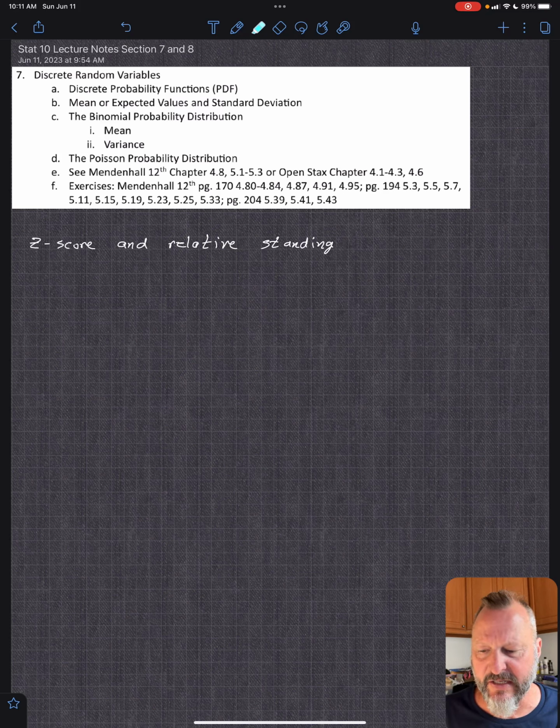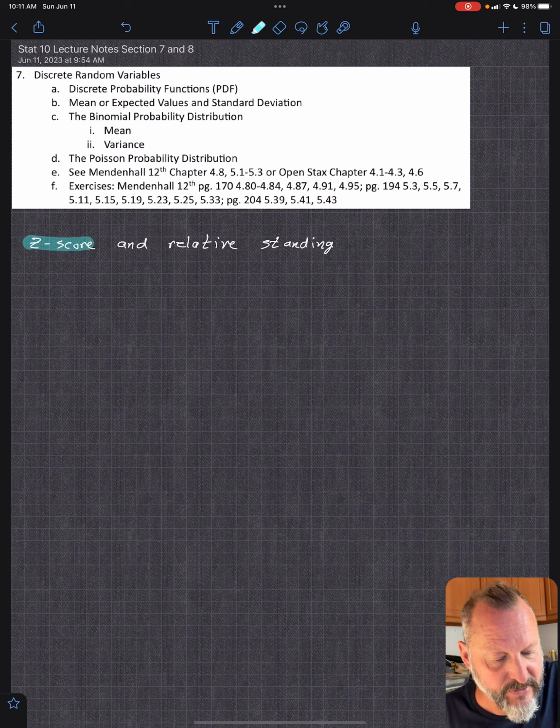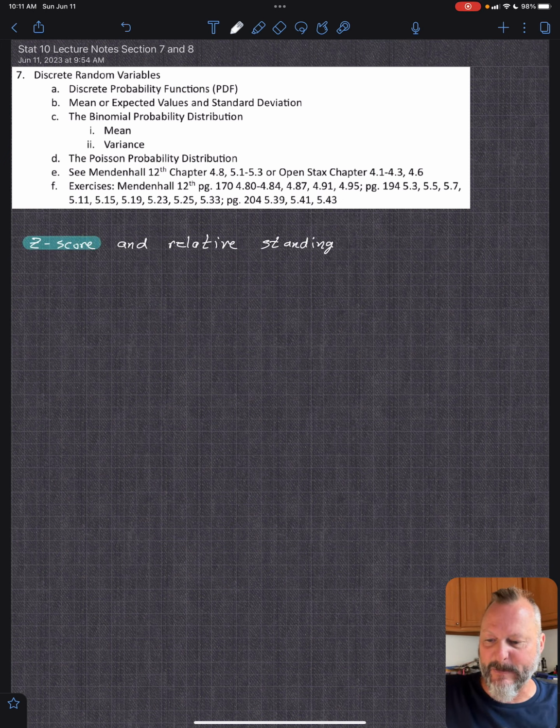First, we're going to go back and look at measures of relative standing and z-score. We'll do more of that a lot later, but I want to get started on this and describe that.